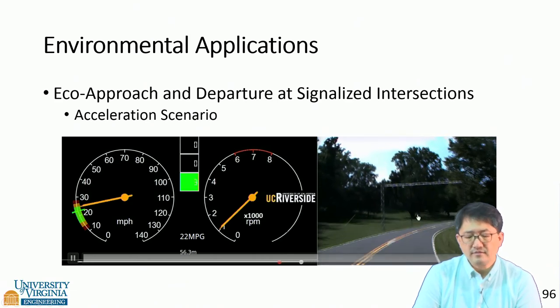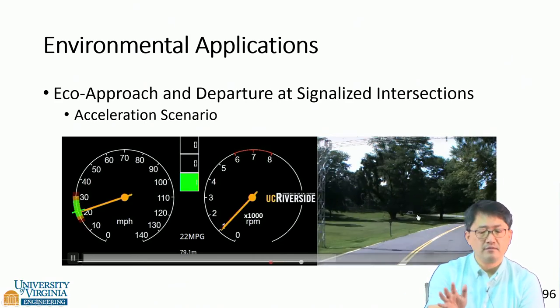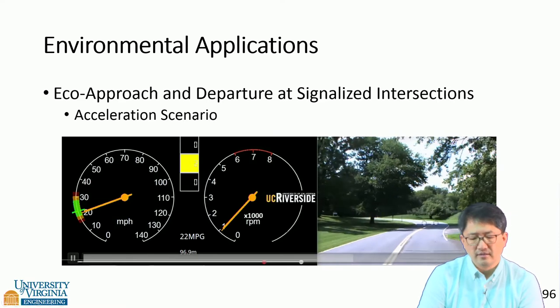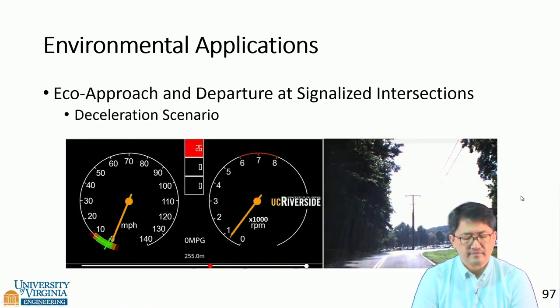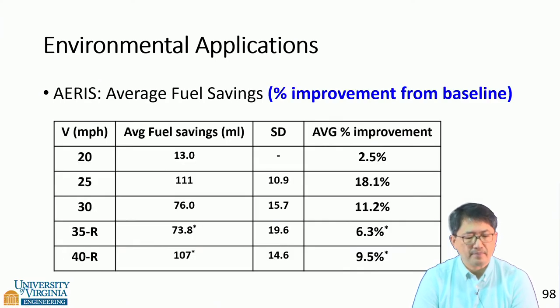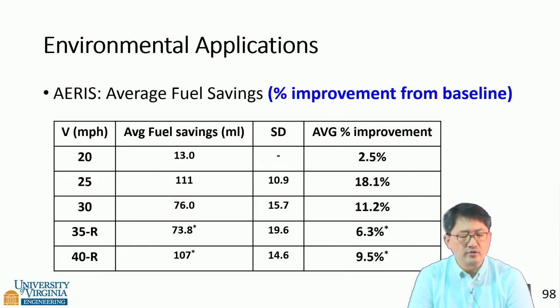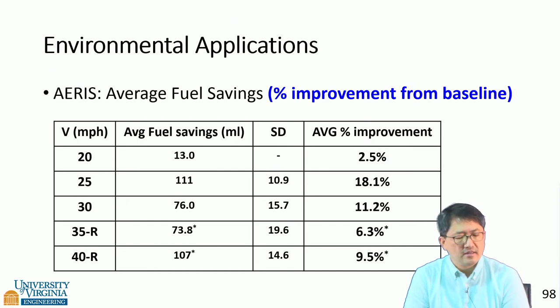So this is curve data. You don't see the signal, but SPaT data will assure you that this is yellow, and so forth, and then red, and you can stop. Doing so has a huge advantage in fuel consumption. It depends on speeds and others, but the average improvement is fairly large.